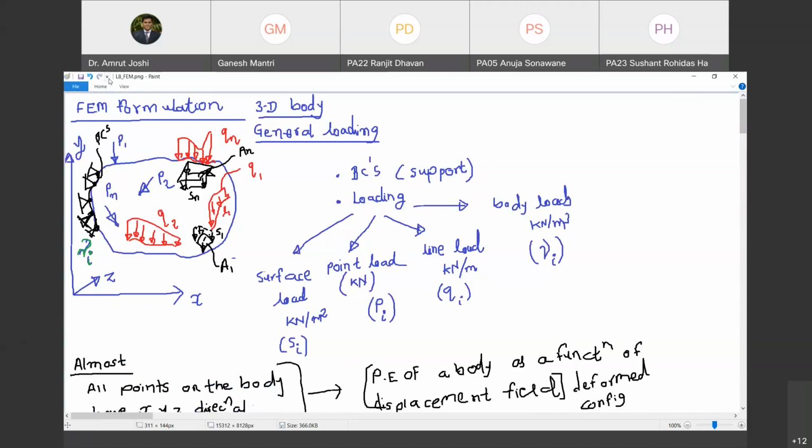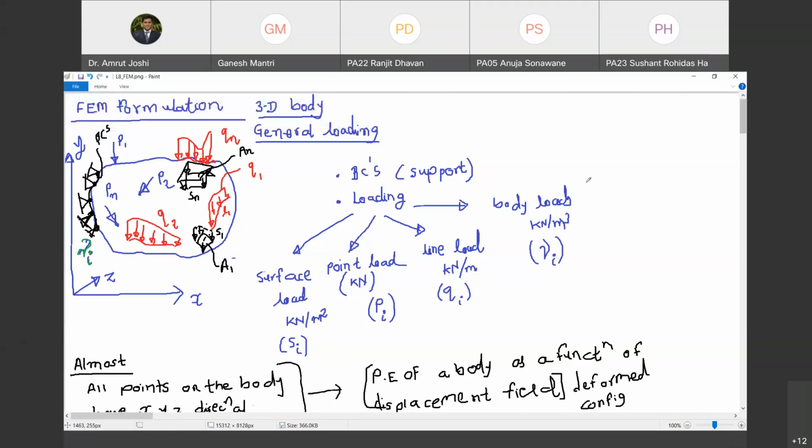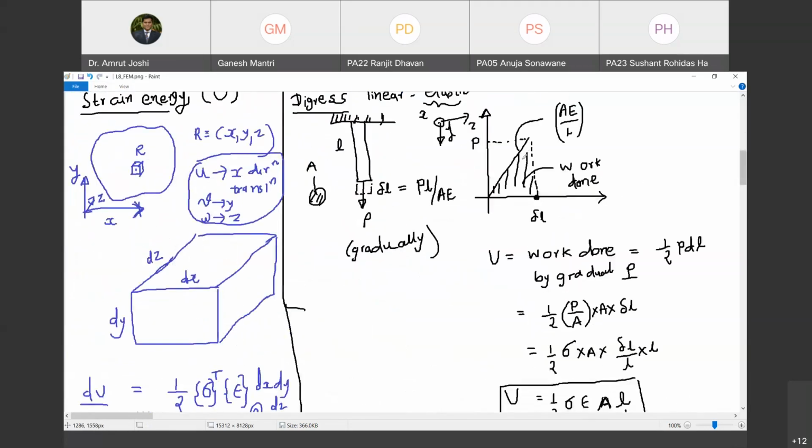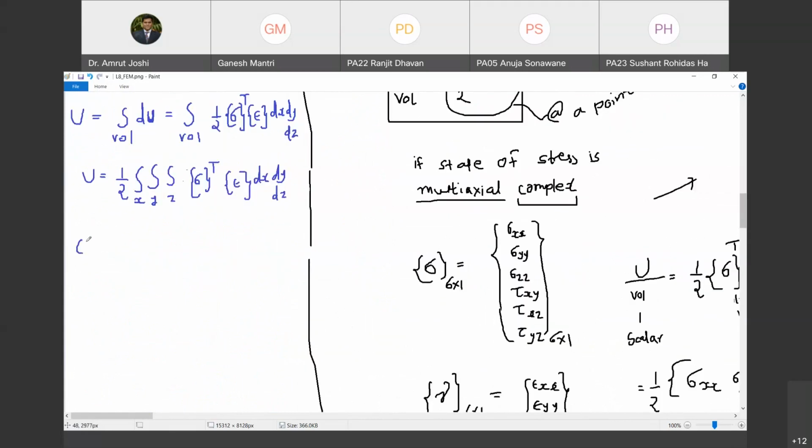So what are the primary unknowns? The primary unknowns are U, V, W at every point on the body. Happy? Yes, sir. So U, V, W mean displacement fields. U is x directional translation, V is y directional translation, and W is z directional translation. Now, a clicker question for you. Are you with me? Yes, sir.